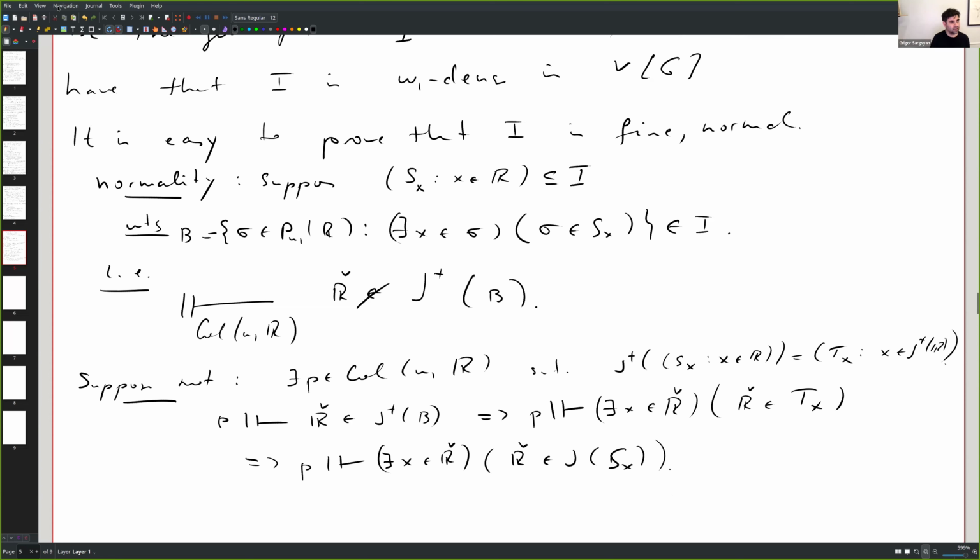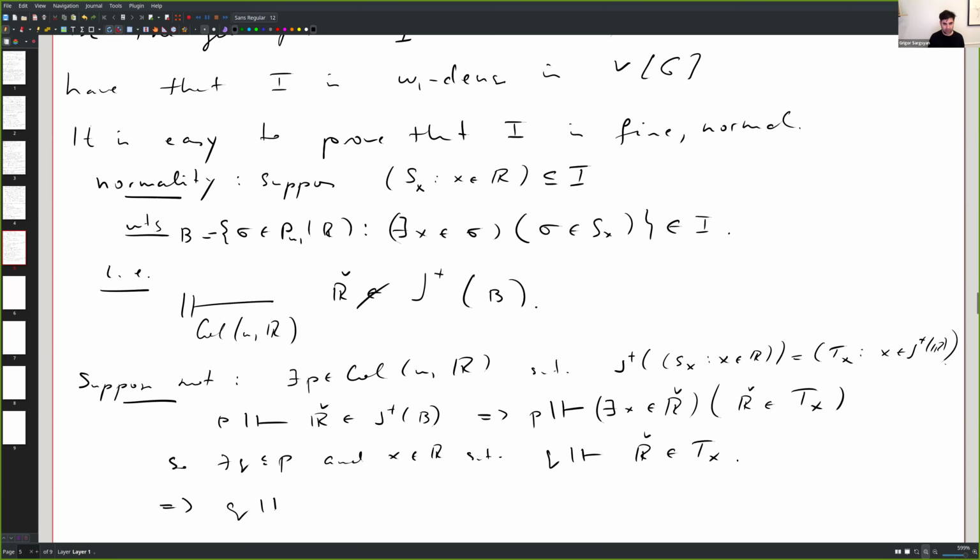I shouldn't be actually saying it like that. This is actually not true. Right? So we pick P forces this, but that means I can extend P to some Q. So there exists a Q and X in R such that Q forces R hat is in Tx. And now I can say, so this means that Q actually forces that R hat is in J plus of Sx. But this means that Sx is not in the ideal.